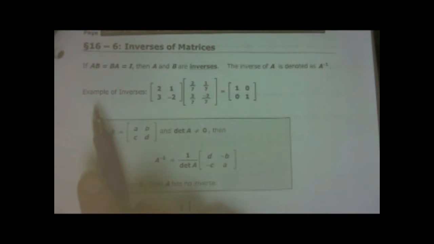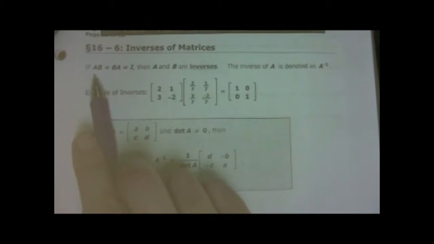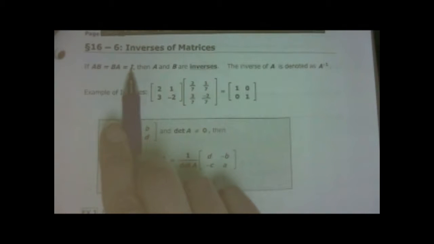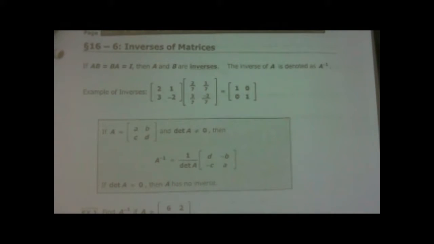Now let's back up for a second. Do you remember when we were multiplying matrices and we said it depended what order you multiplied them, because you would get a different answer depending on the order you multiply them? They're not commutative when you multiply them. Well, if you do get the same answer when you multiply them, and that answer is an identity matrix, and remember, this is an identity matrix, it has ones down the diagonal and the rest of the numbers are zero, then A and B are inverses.